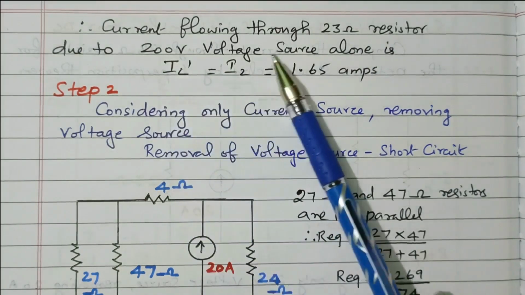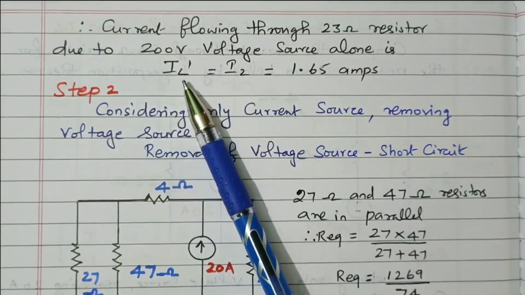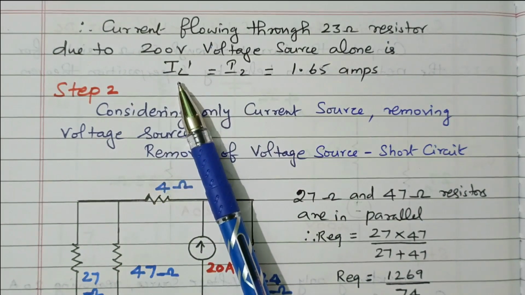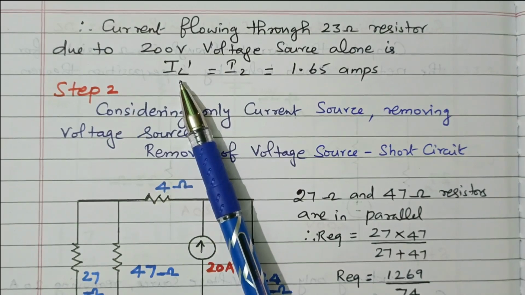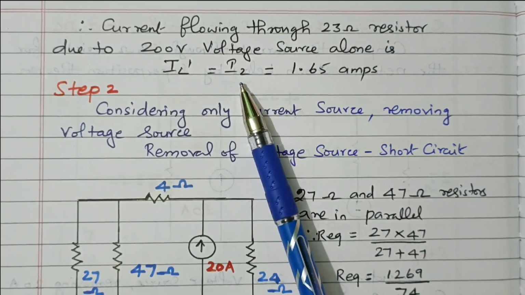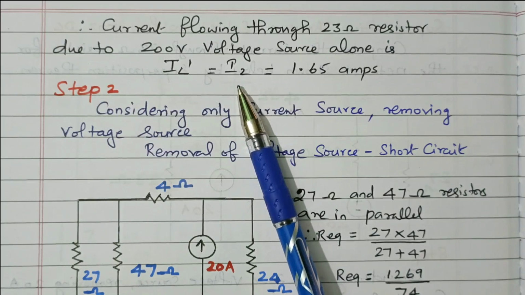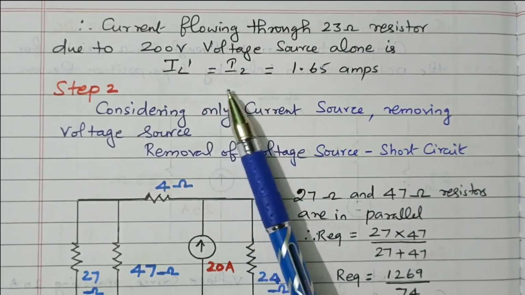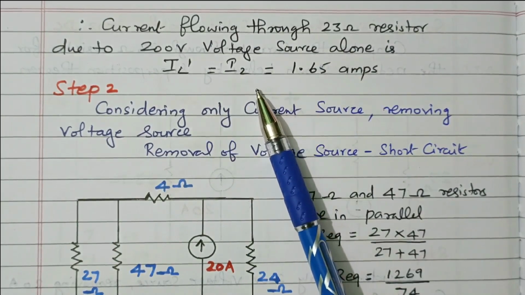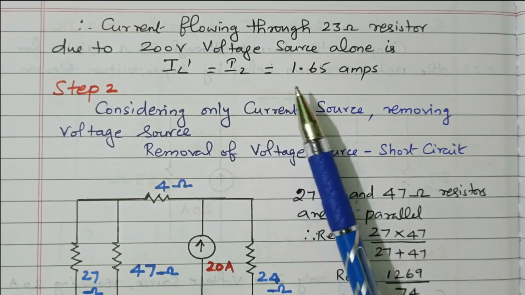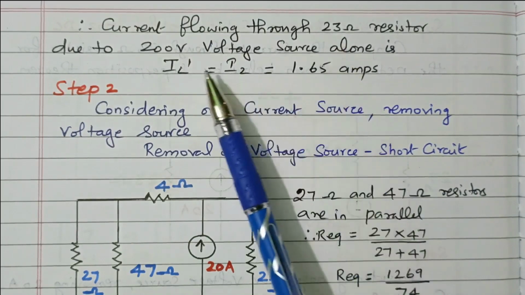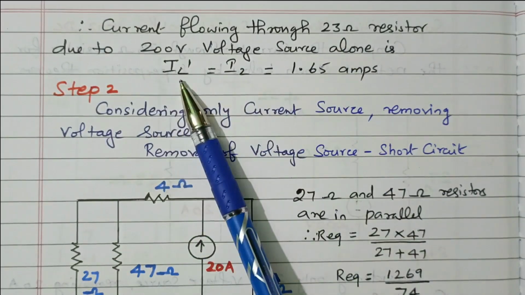So the current flowing through 23 ohm resistor due to 200 voltage source is IL dash. We termed as IL dash. IL double dash means due to current source. IL dash means due to voltage source. It's nothing but I2 because 23 ohm is available in the loop 2. So the current in the second loop I2 is nothing but IL dash, current flowing through 23 ohm resistor. We already discussed in the circuit diagram. The current flowing through 23 ohm resistor is nothing but I2. So 1.65 ampere is flowing through the 23 ohm resistor due to voltage source alone. That is called IL dash.